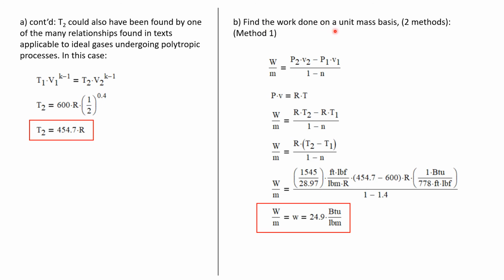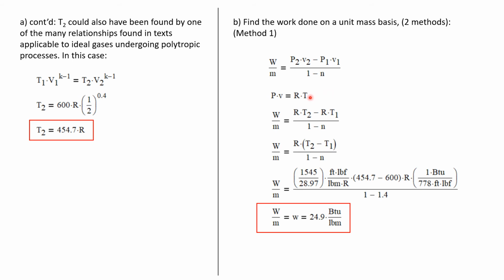Now, let's find the work done on a unit mass basis. There are also two methods I'm going to show you to do this. Let's start with method 1. We know that work per unit mass for a polytropic process where n does not equal 1, we've solved this integral before, and we came up with P2V2 minus P1V1 over 1 minus n. It's work divided by mass because our volume term is a specific volume.